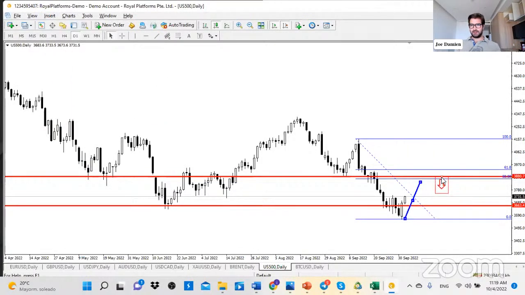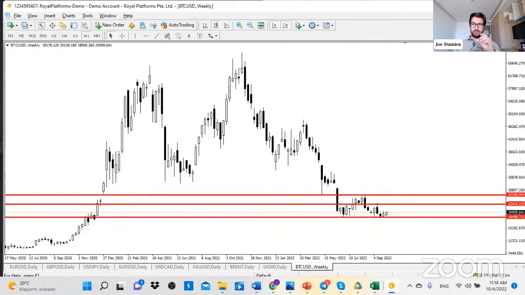From here, it's better to start selling this asset to this level here, which is 3,663. Okay, so we have impulse, correction. We have this 50% Fibonacci retracement, resistance, and then a move all the way down back to this low.